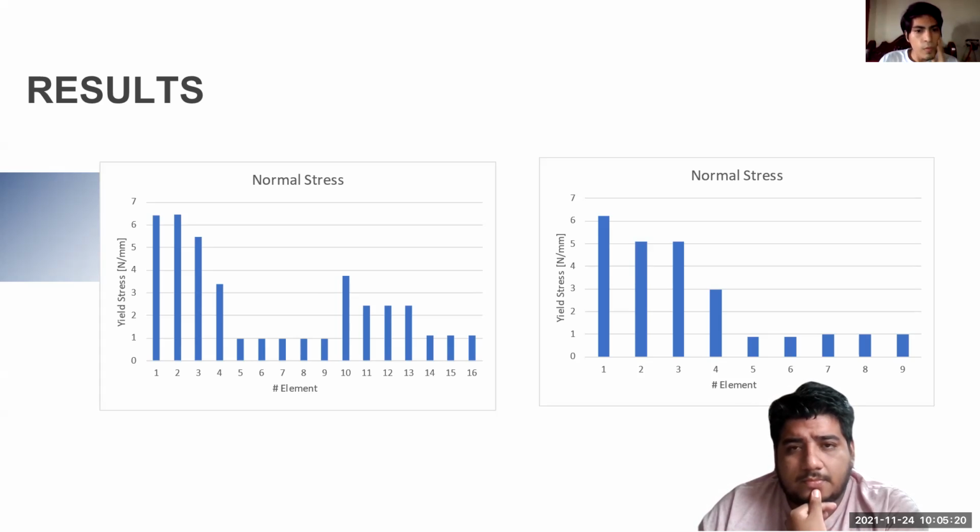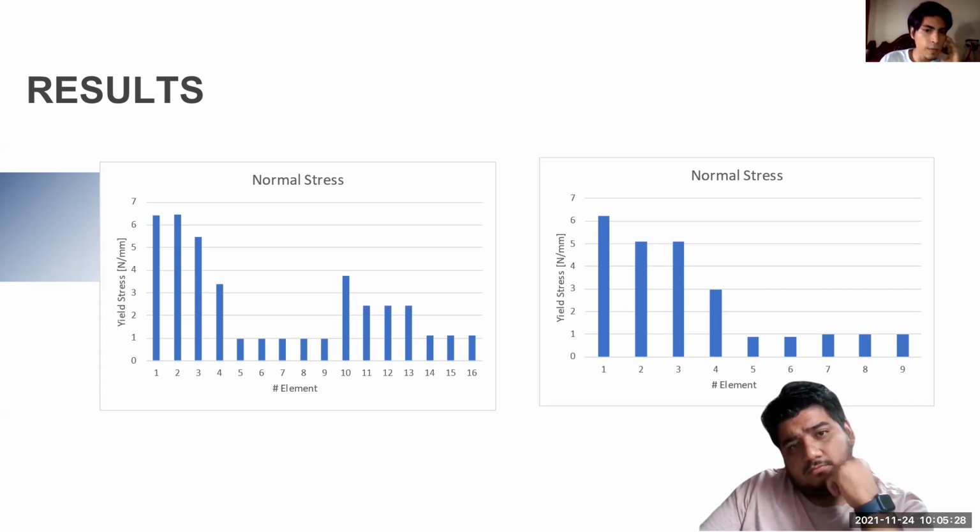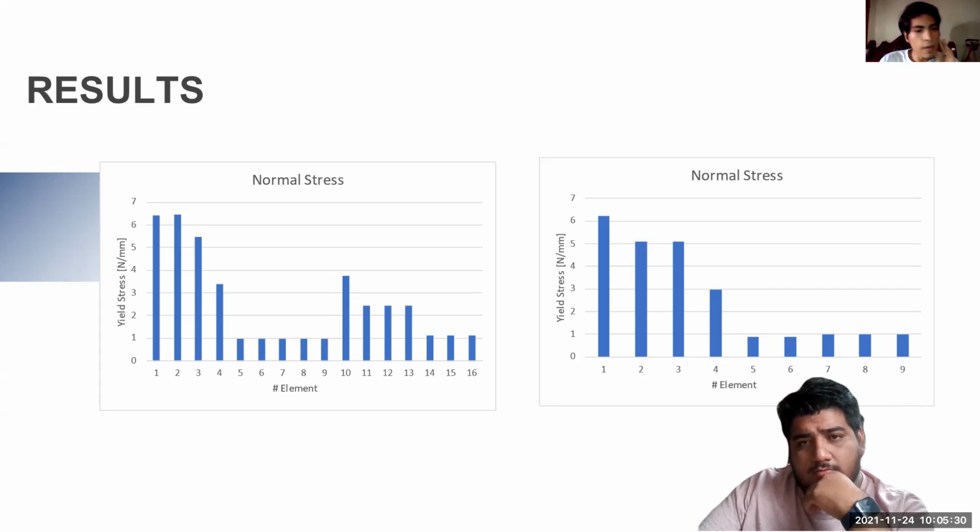Both graphs have similar values, but when we use more elements, we can obtain a better approximation to real values because the convergence is fine. Next slide.